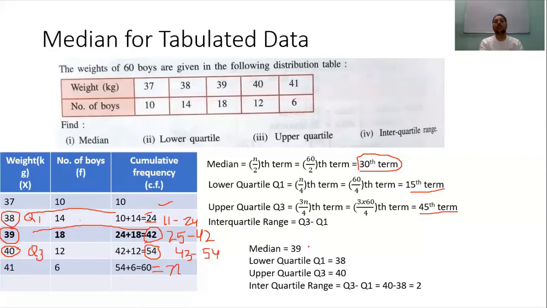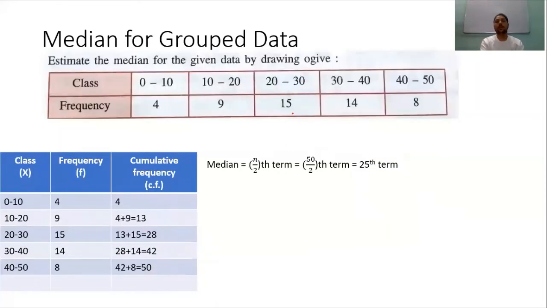So this is for your tabulated data. We don't need to draw the cumulative frequency curve here. But for the next question, where class interval is given, we have to draw the cumulative frequency curve, which is known as your ogive.